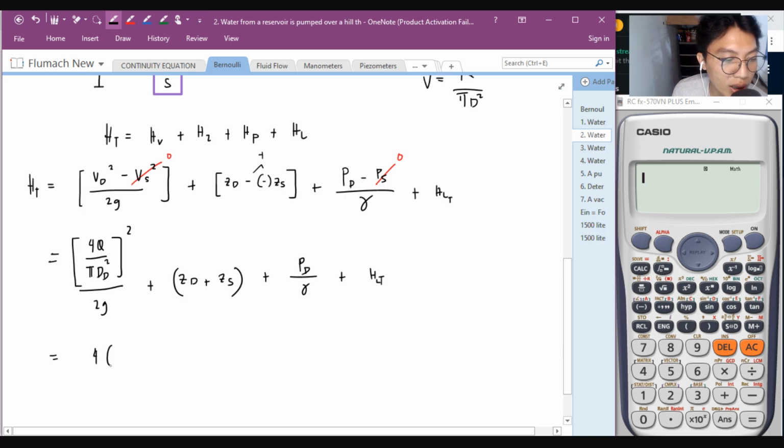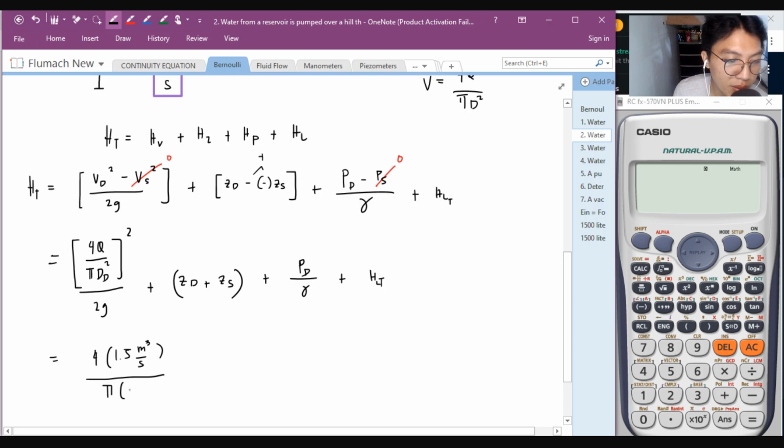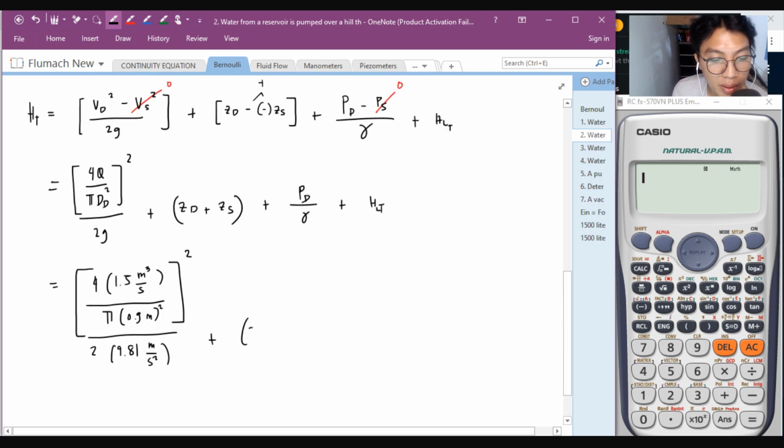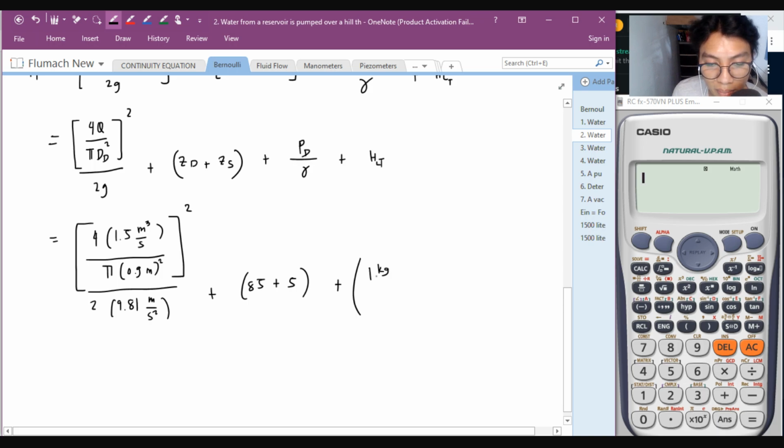So, 4 times Q, 1.5 meter cube per second. Okay, divided by pi times diameter of the pipe. Lagi mo na po itong i-divide ng 1,000 para maging meters. So, 900 divided by 1,000. So, that is 0.9 meters squared. Tapos, square mong buo. Divided by 2G. 2 times 9.81 meter per second squared plus ZD. Yung ZD mo dyan is 85, plus 5 na binigay plus PD. Ano yung binigay sa'yo dyan? 1 kilogram per cm squared. So, 1 kilogram per cm squared.